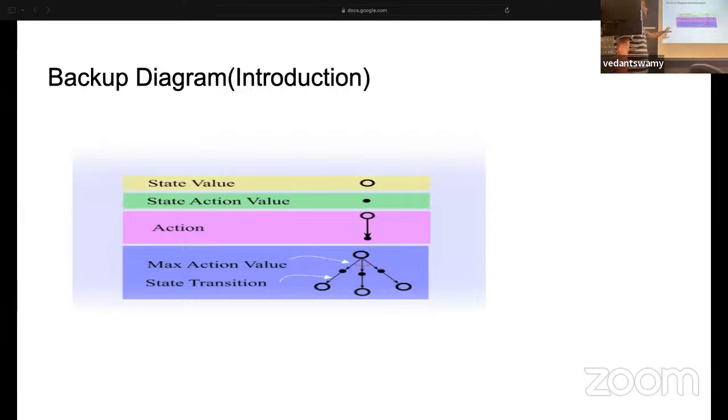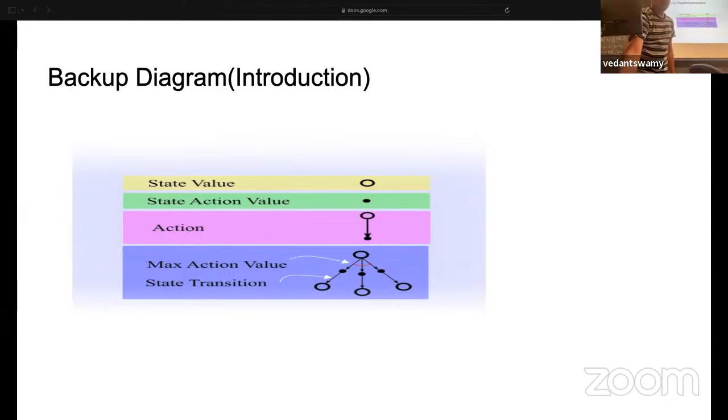A backup diagram would help you visually understand the concept much better. These are the various symbols used in a backup diagram. The empty circle denotes a state value. The filled circle denotes a state action value. This denotes an action, and these denote the maximum action value. And this is the state transition from one state to the next after the state action value.